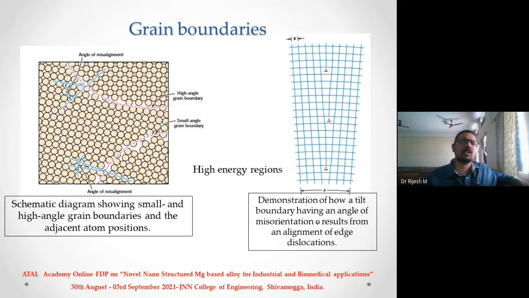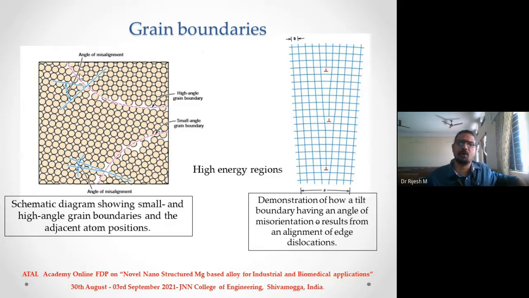But if you're going for conventional forming operations, we hardly get a high angle grain boundary. We get a small misalignment, it's called a low angle grain boundary. So this is a schematic diagram of a low angle grain boundary as well as a high angle grain boundary. This is how a tilt boundary having an angle of misorientation theta results from an array of dislocations. So these are how you get these grain boundaries.